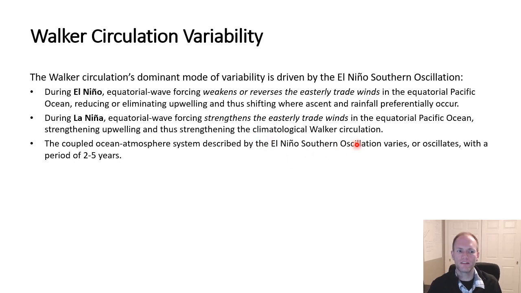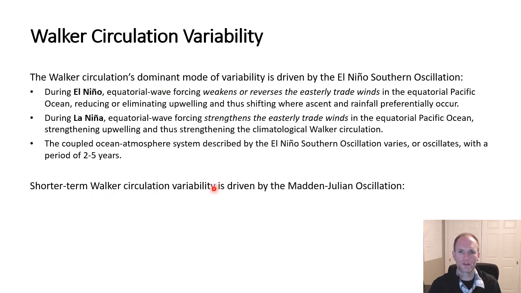So this structure, this coupled ocean and atmosphere system characterized by the El Niño Southern Oscillation, varies or oscillates with a period of about 2 to 5 years, usually about a year associated with El Niño conditions, then a transition to La Niña conditions, which may last from 1 to 3 years, and then a transition back toward El Niño conditions, albeit with a lot of variability in that general evolution.